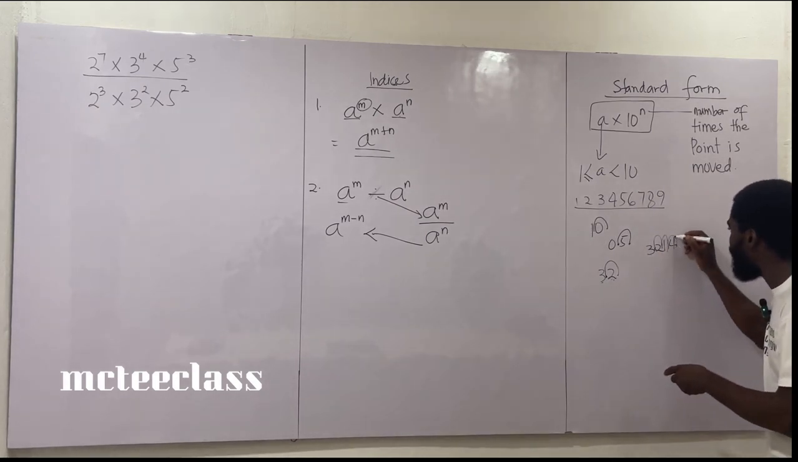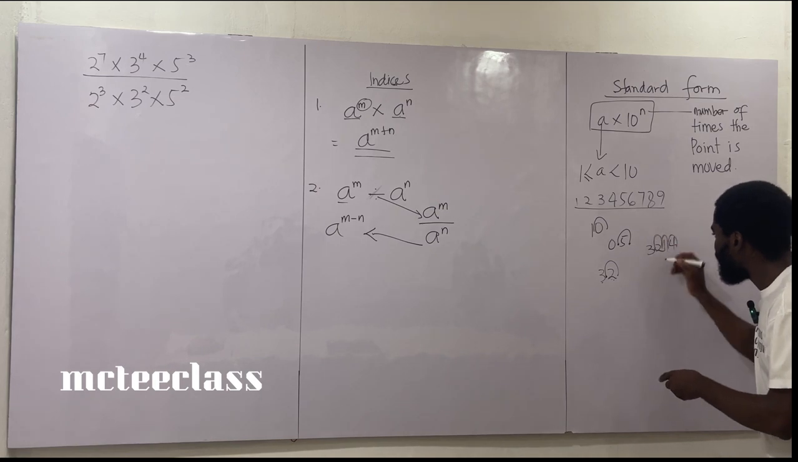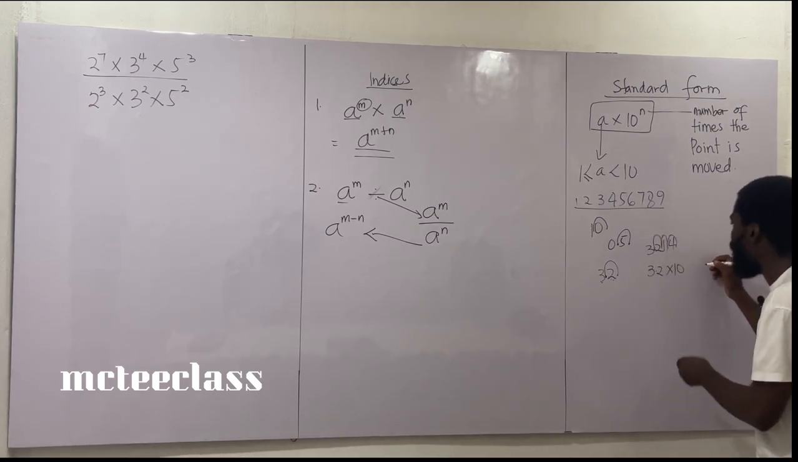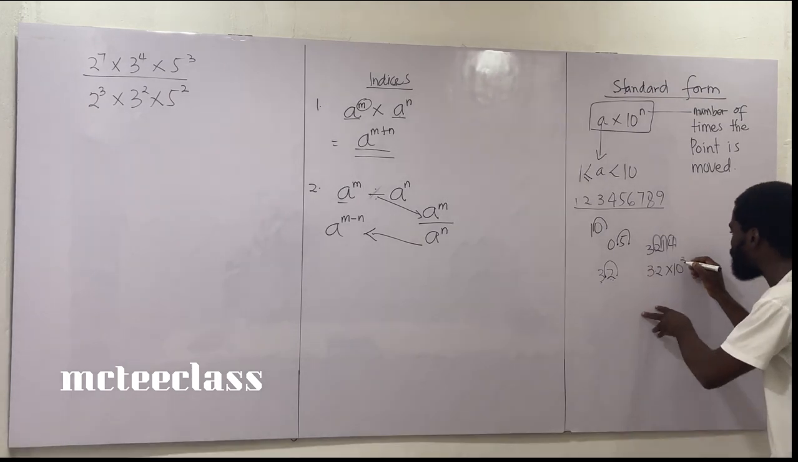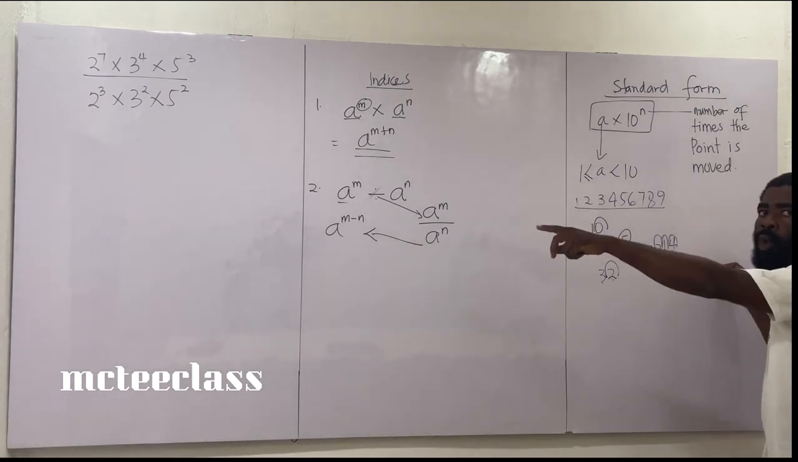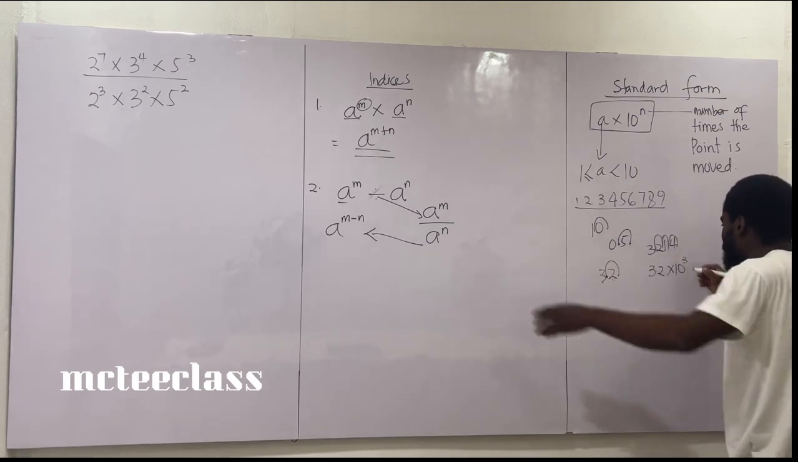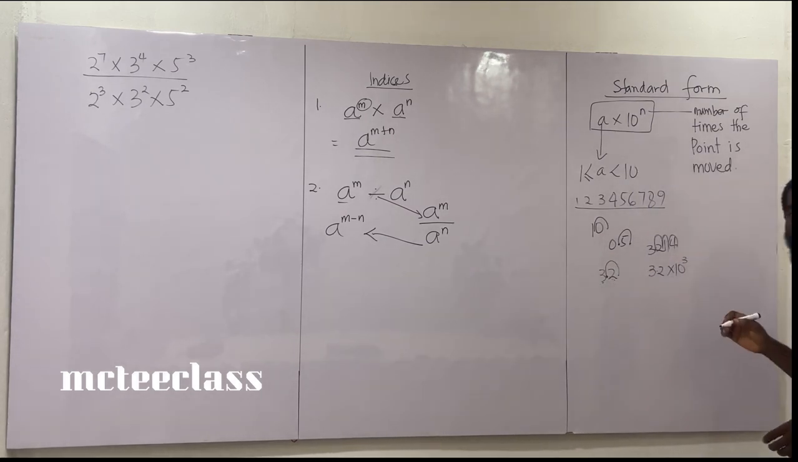So in this example, 3214, when I move my point, I have 1, 2, 3. That means this gives me 3.214 times 10 to the power. How many times did I move? I moved 3 times. But what direction did I go? It also affects the n. I was moving to my left, hence n is positive, so I maintain that.